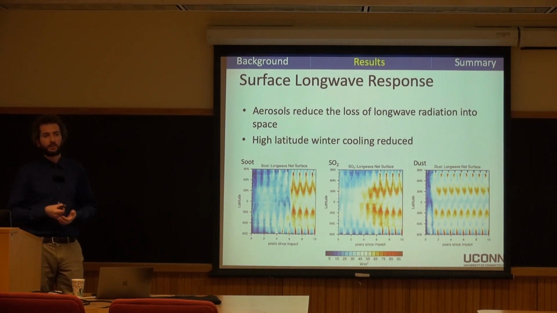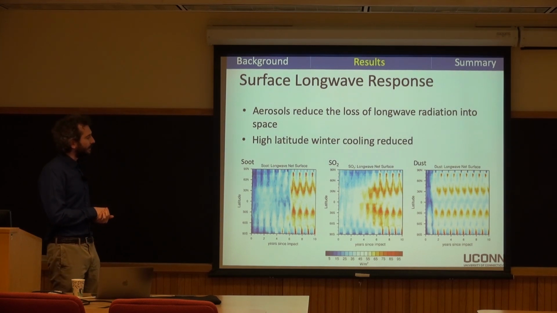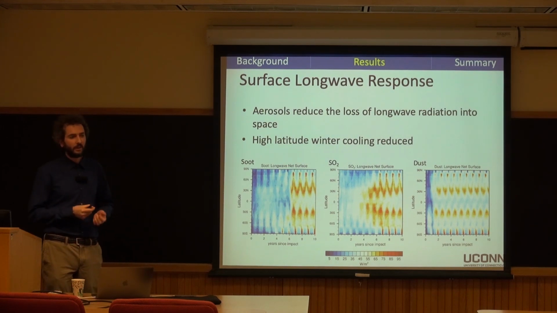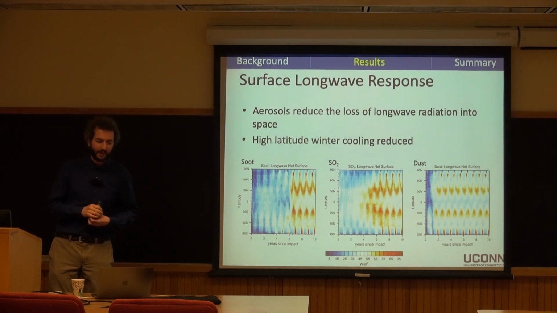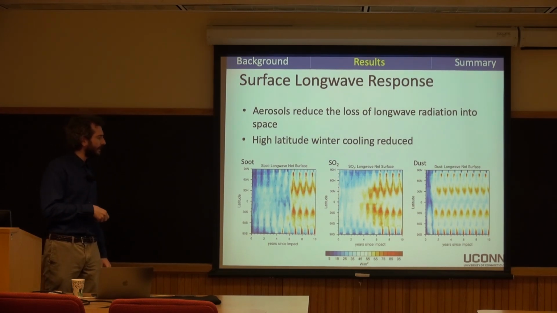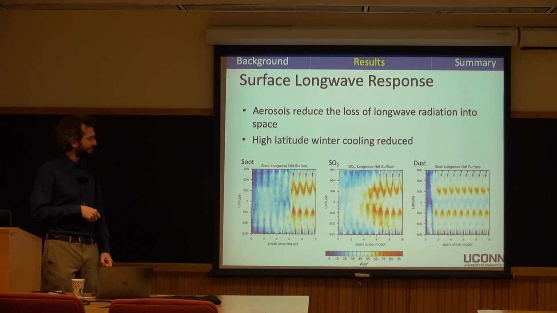In contrast to the shortwave response, the longwave response acts quite oppositely. Emitting all these aerosols acts more or less like a blanket around the Earth, much like greenhouse gases do, and it prevents the escape of longwave into space. In these different scenarios, here I'm showing the zonal average net longwave radiation at the surface through time since the time of the impact, and low values suggest less longwave being lost.